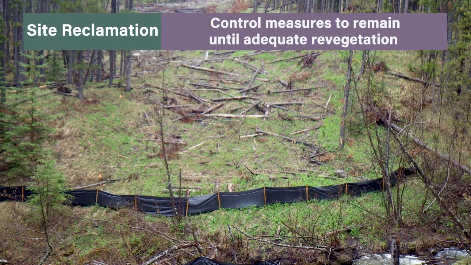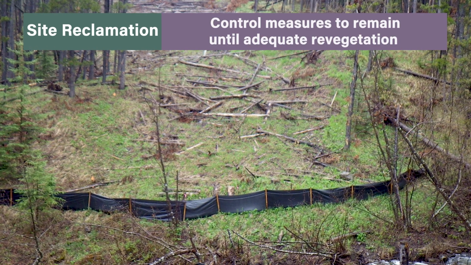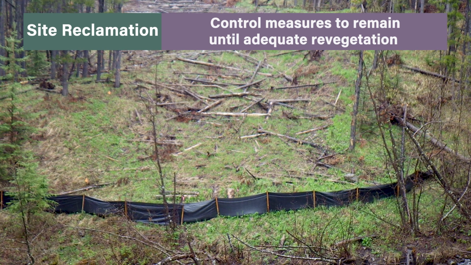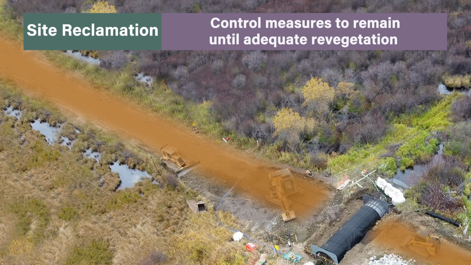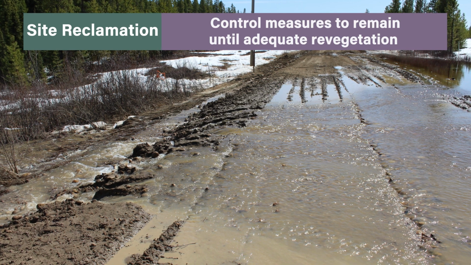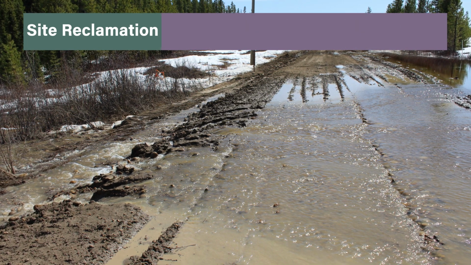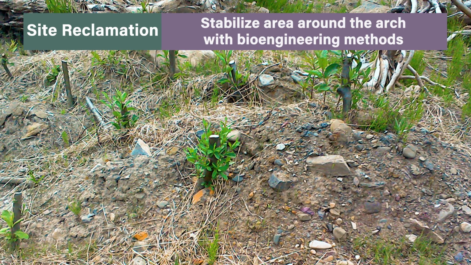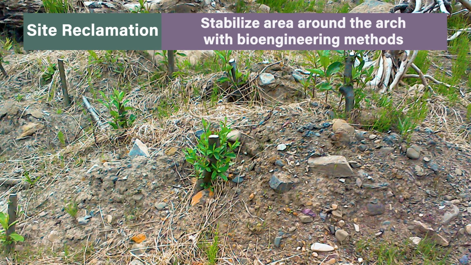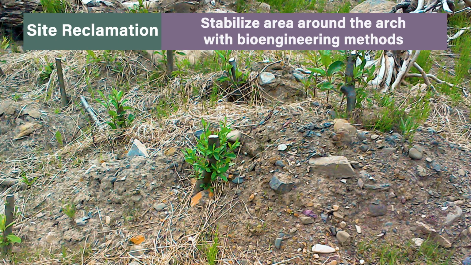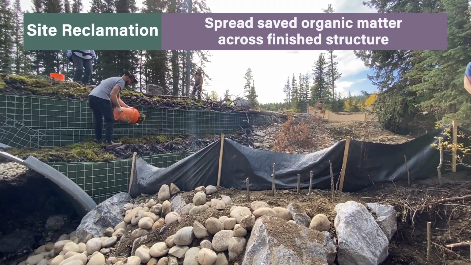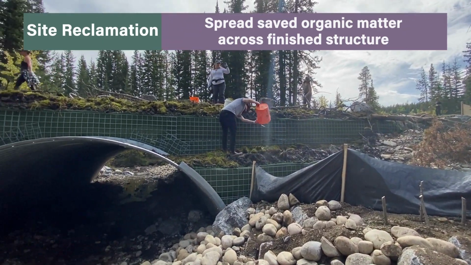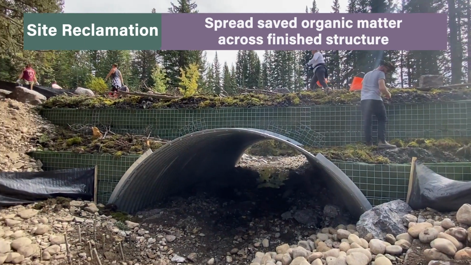All erosion and sediment control measures need to remain functional and on site until revegetation is adequately controlling erosion and runoff. Ensure that the side ditch and road water are not draining directly into the watercourse, as they can carry significant amounts of sediment, particularly during storm events. Stabilizing the area around the arch with bioengineering methods such as transplanted vegetation is ideal. Collect organic matter from the site while the structure is being installed. The upper layers of this organic material contain seeds and plant matter that will help revegetate the crossing in a natural and cost-effective way.